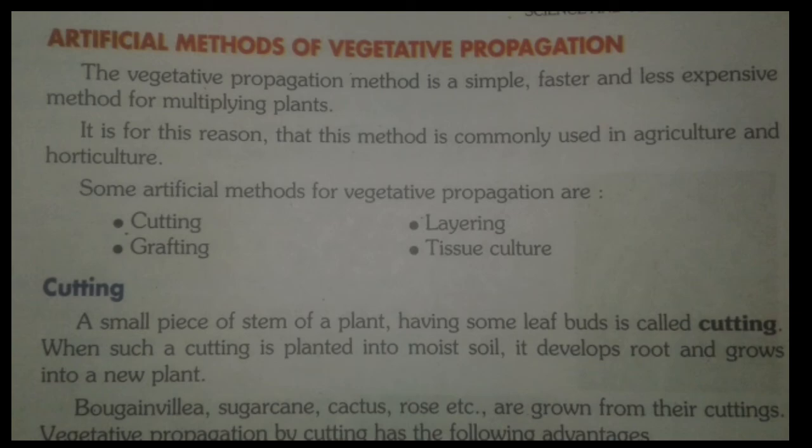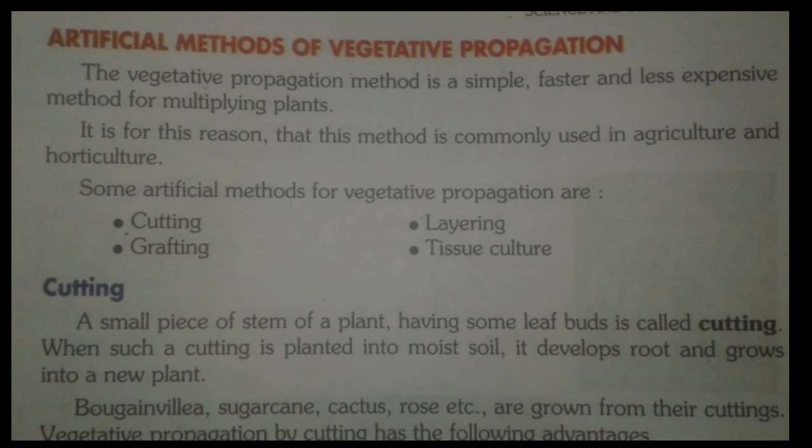So grafting also has some advantages. Desired varieties of plants, flowers and fruits can be obtained by this method. The plants which cannot be grown easily from seeds or from cutting can be grown by this method. New varieties of flowering plants and fruit bearing plants can be developed by grafting. So that is all about the process of grafting.